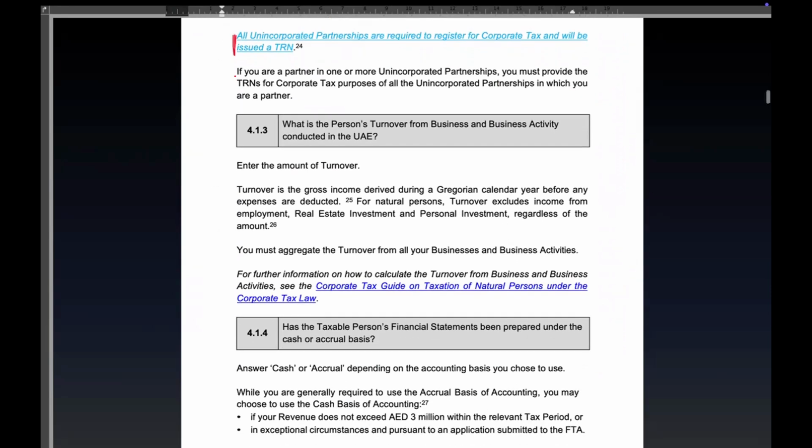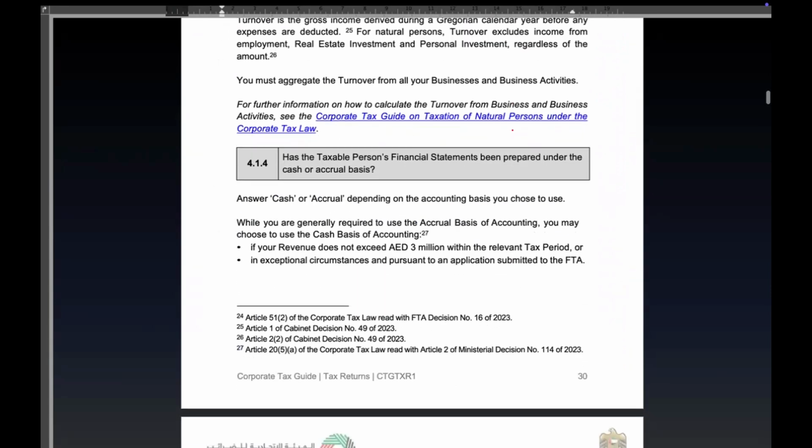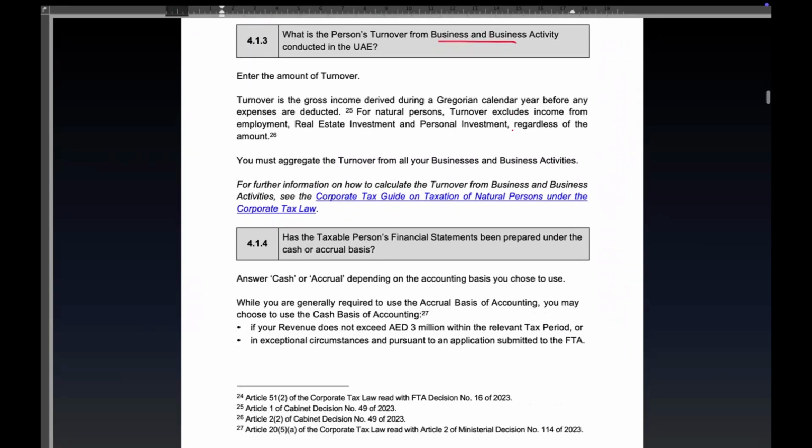Just keep in mind, business and business activity, all types of businesses. We know the definition of business: any legal activity that you are doing on a regular basis to generate profit is called business.